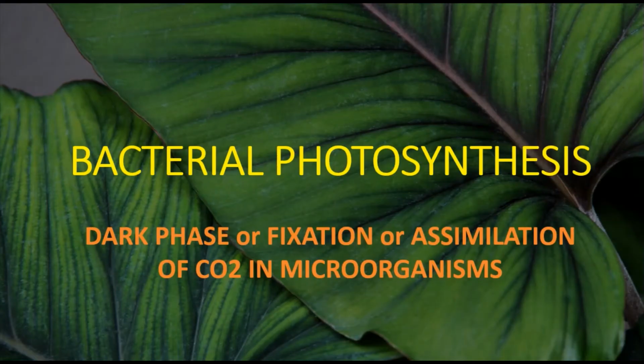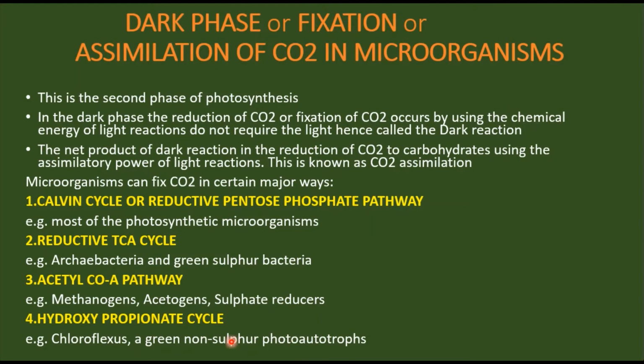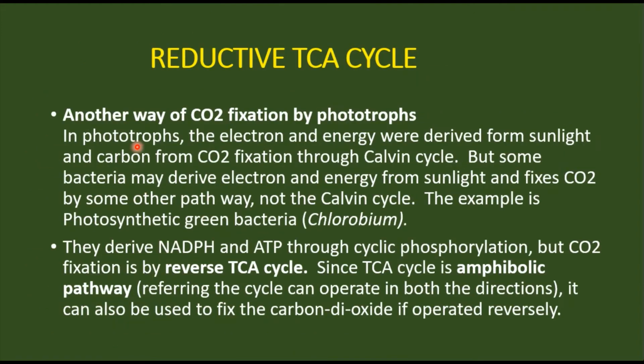Hi everyone. In the previous part of bacterial photosynthesis dark phase, we had discussed the Calvin cycle. Now, in this part, we are going to discuss the second type of carbon dioxide fixation by microorganisms, that is the reductive TCA cycle. This reductive TCA cycle is another way of carbon dioxide fixation by phototrophs.